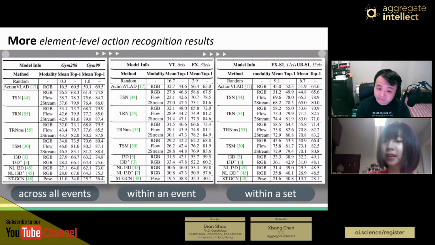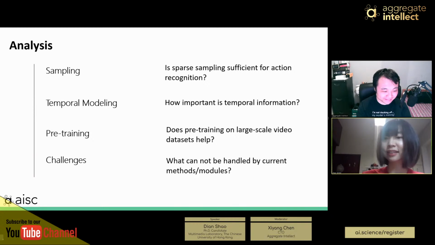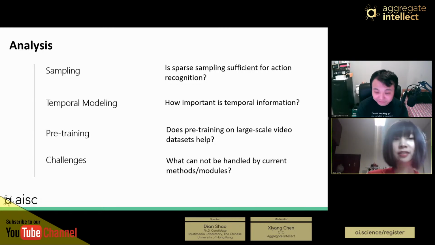These methods are roughly studied in 3 subtasks, namely recognition of elements across all events, within an event, and within a set. I know maybe people hate to see all the statistics. So if you are interested in the exact numerical performances, you can just refer to our paper. And in the following slides, I will show some analysis and findings based on the experiments we did. We study these 4 questions. I will introduce them independently.